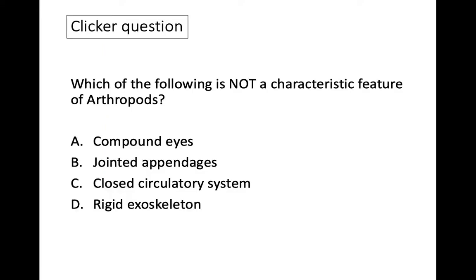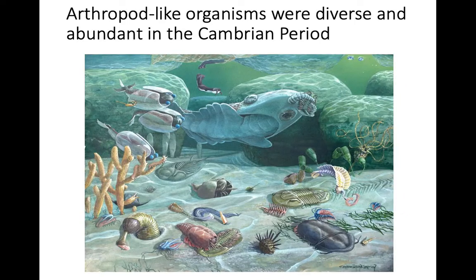Okay, so clicker question. Which of the following is not a characteristic of arthropods? A, compound eyes, B, jointed appendages, C, closed circulatory system, or D, rigid exoskeleton? I'll give you a minute to pick the answer. Okay, and the answer is closed circulatory system. They don't have a closed circulatory system, they have an open circulatory system.